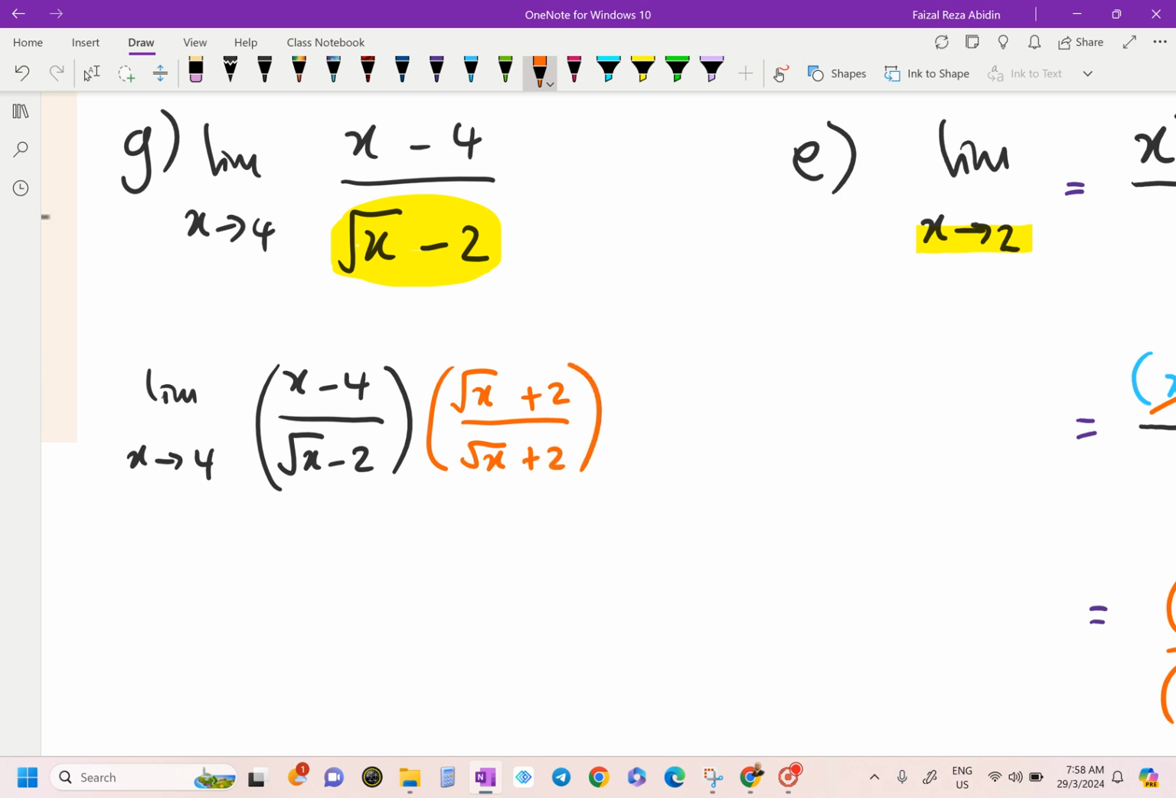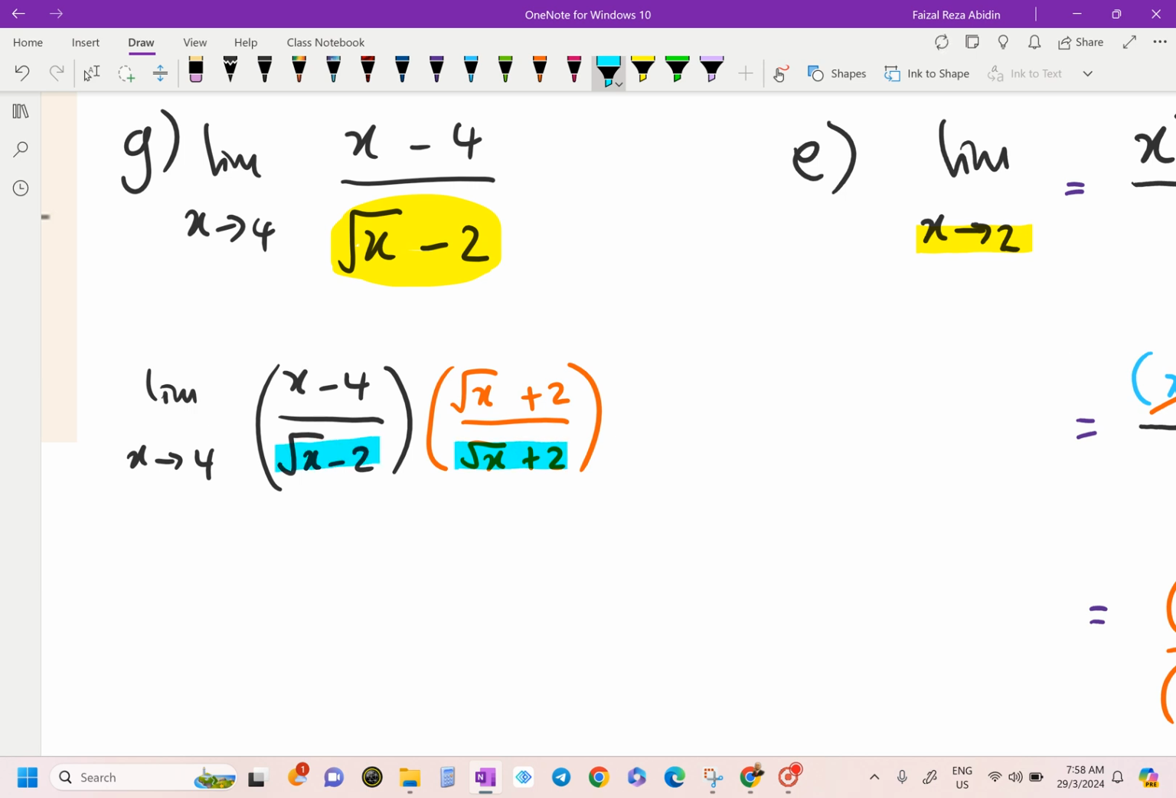If I divide it, you are going to get 1, so it's going to be the same. So why are we multiplying by the same denominator? If you look over here, we can have this one and this one.